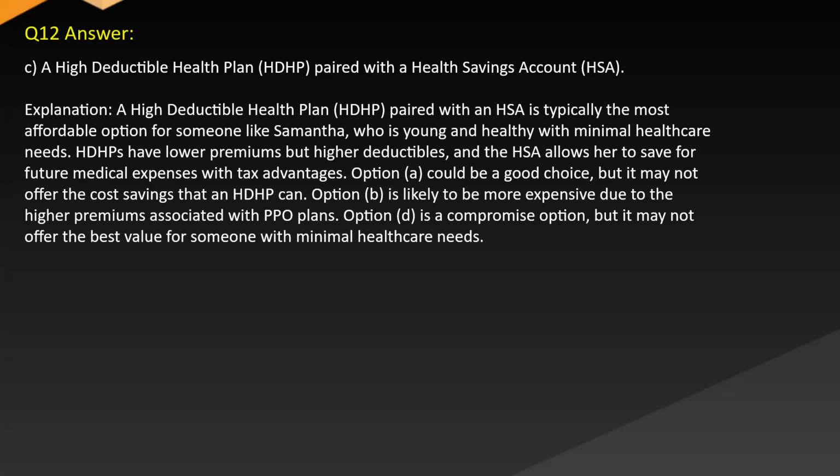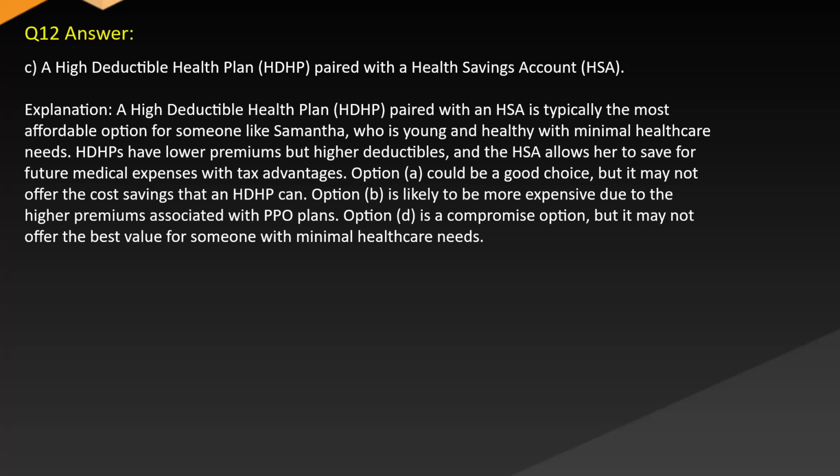Answer. C. A high deductible health plan, HDHP, paired with a health savings account, HSA. Explanation. A high-deductible health plan paired with an HSA is typically the most affordable option for someone like Samantha, who is young and healthy with minimal healthcare needs. HDHPs have low premiums but higher deductibles, and the HSA allows her to save for future medical expenses with tax advantages.